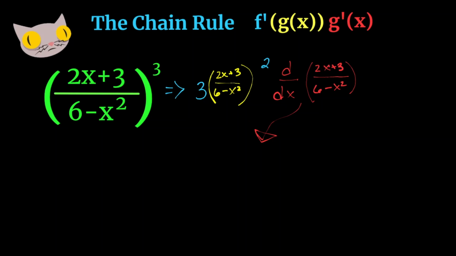So first we need to take the derivative of the numerator, that's going to be just 2, and multiply that by the denominator, 6 minus x squared. Subtract that by the numerator, 2x plus 3, and multiply that by the derivative of the denominator. That's going to be negative 2x. And that's all going to be over the denominator squared.